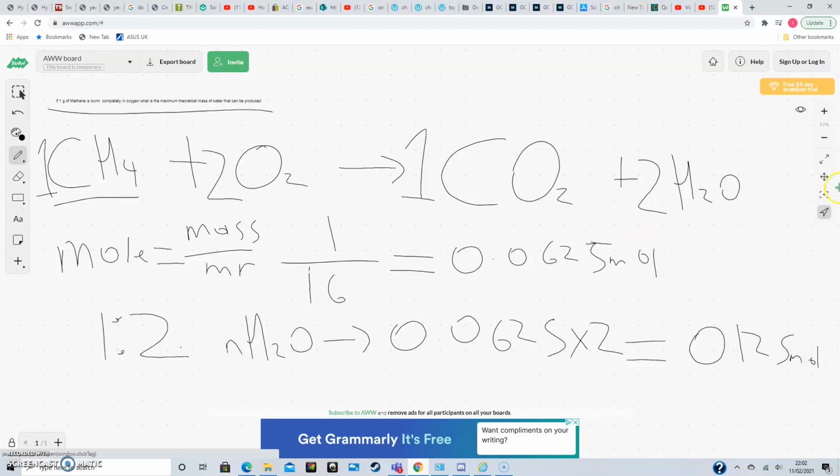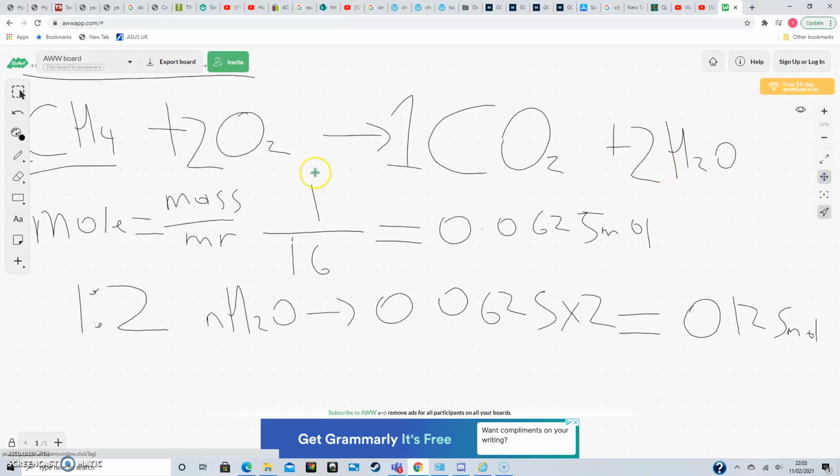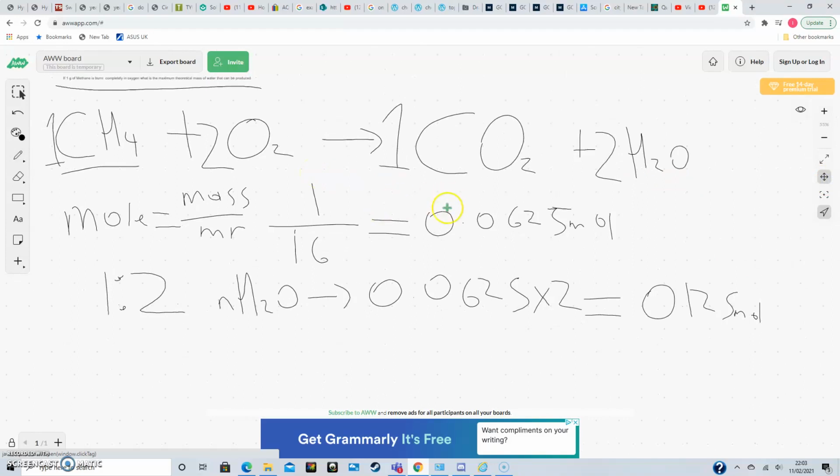So what we've essentially worked out is the amount of moles of water we have. Now we want to work out the mass. If we rearrange the equation, moles equals mass over Mr, we get that moles times Mr equals mass.